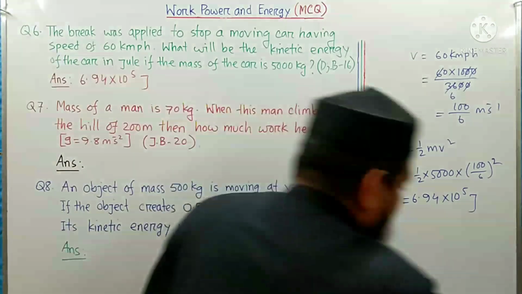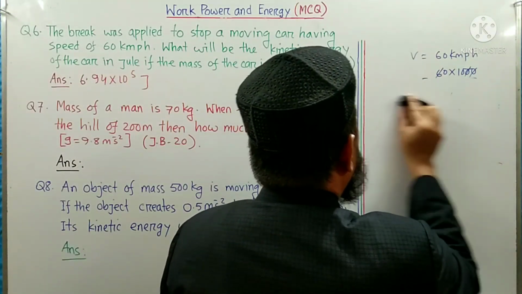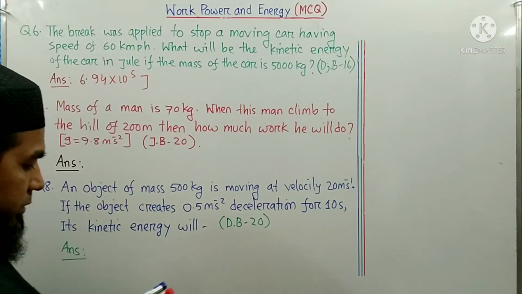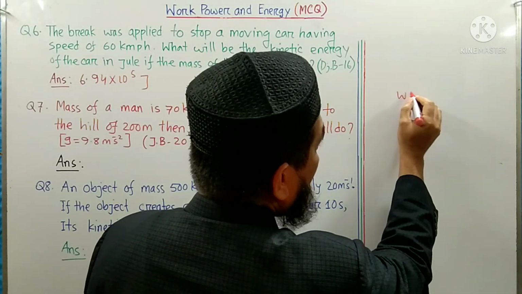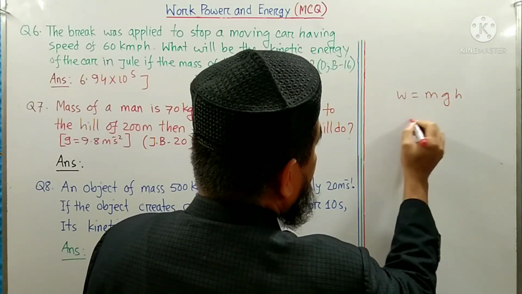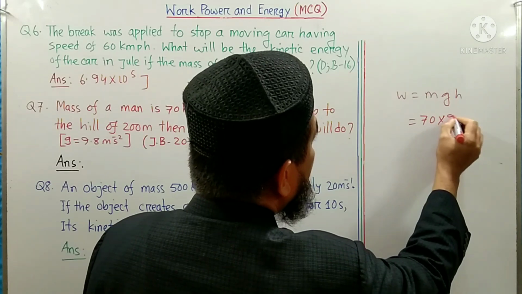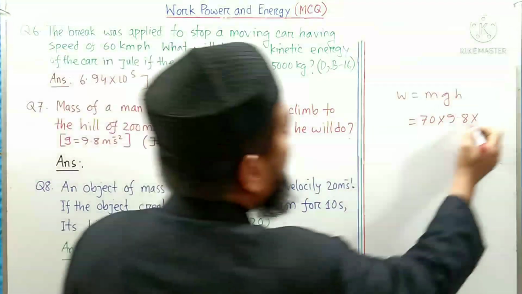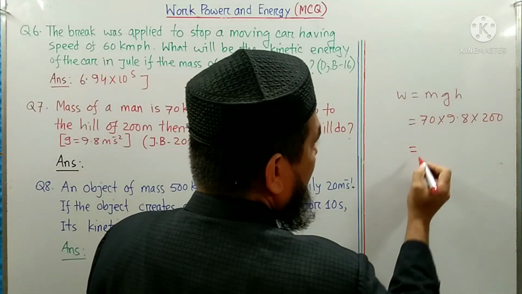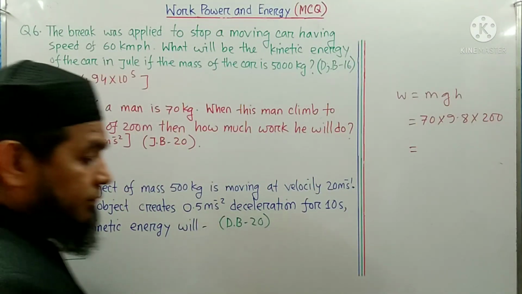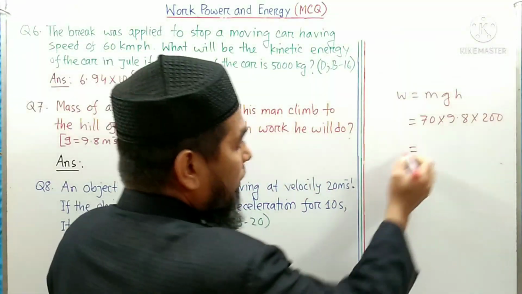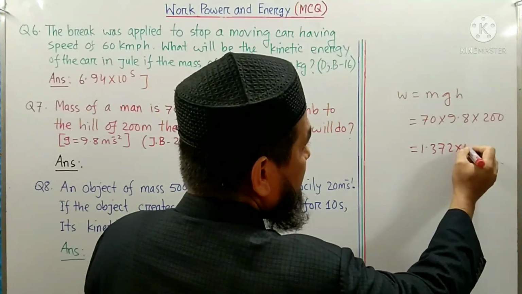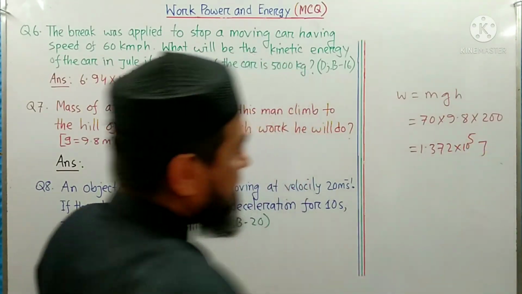2020. So dear students, from the given information, we can write work done W is equal to mgh. Here m is equal to 70, g is equal to 9.8, and h is equal to 200 meter. So what will be our result? It will be 1.372 into 10 to the power 5 joule.